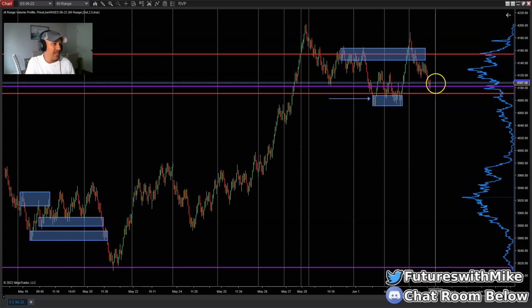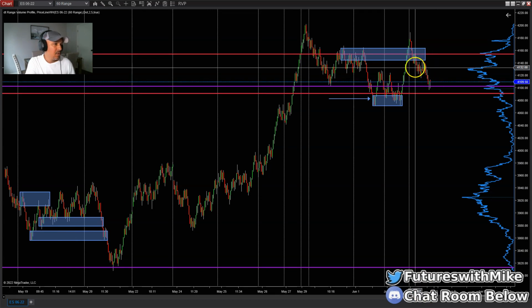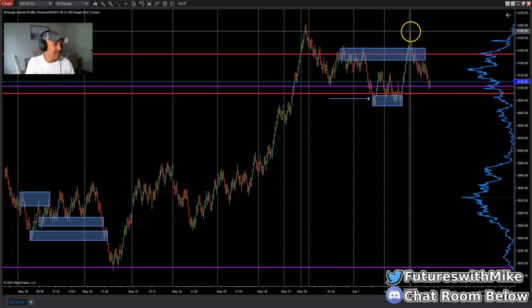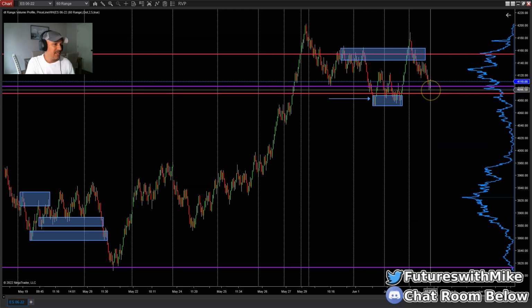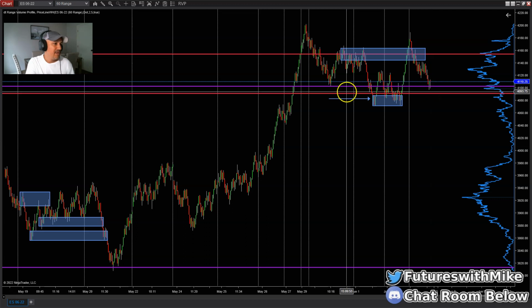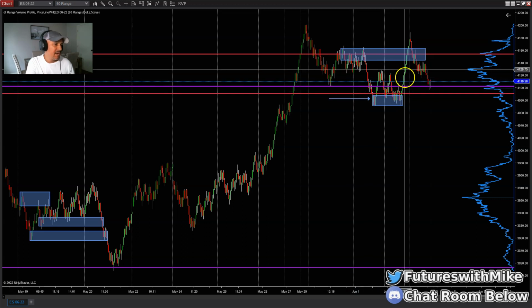As of right now, we did push higher overnight, and we made a high sitting up here at 41.89. We have a low of the day sitting here at 40.96.5. Yesterday's trading range is in this area right here.